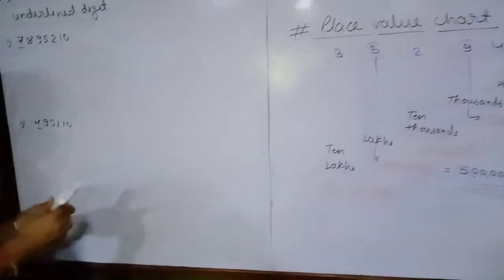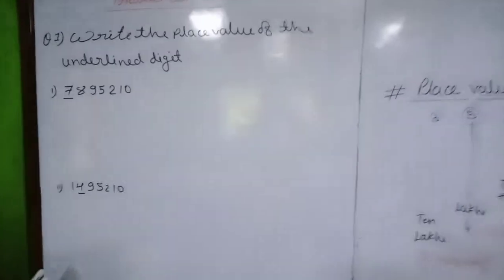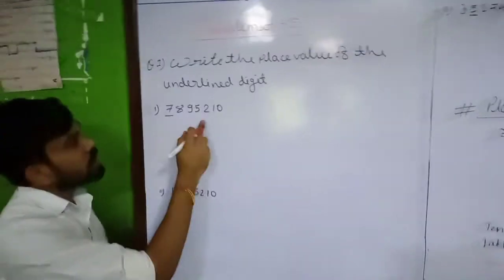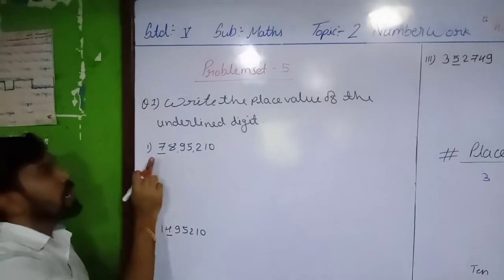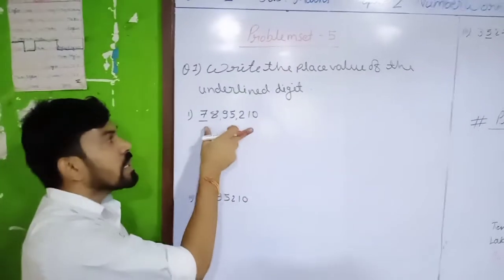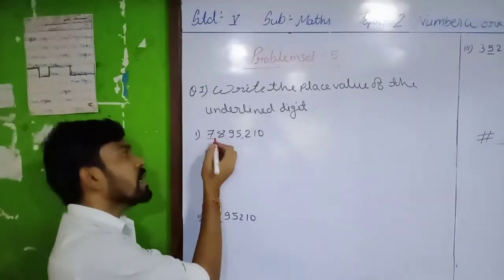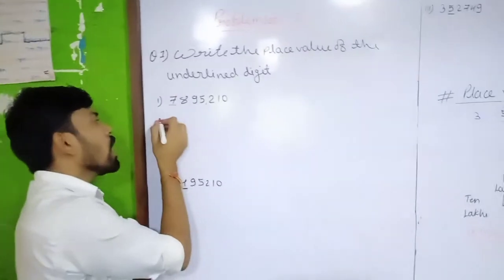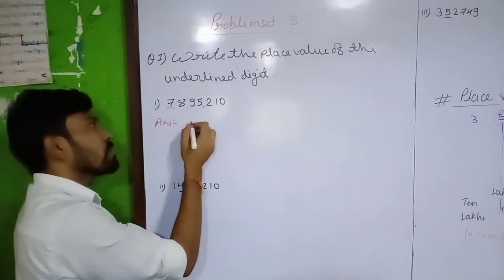Let's start problem set number 5. Here the question should come like that. Here we have a few numbers and we write the place value of the underlined digit. In this number the 7 is underlined and we have to find out the place value of this 7. So how are we going to write the answer?